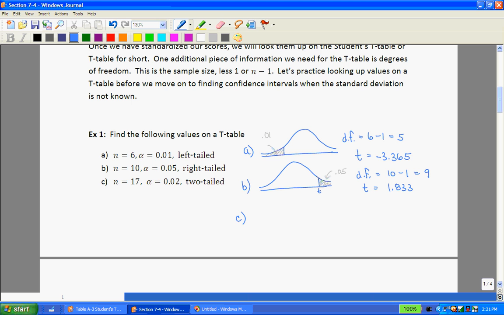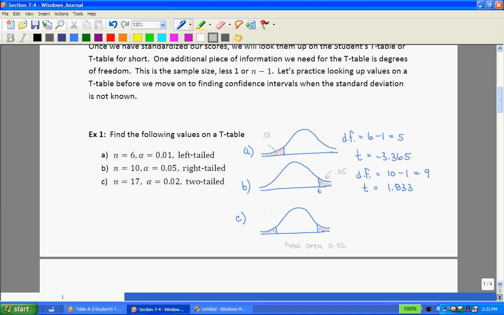Finally, we have C. n is equal to 17. Alpha is 0.02, and we are two-tailed. So this one's going to be a little bit different. What we're saying here is that we have two tails, and that the total area for these two is 0.02. So what would that mean for the tails separately? They would each be 0.01, and our table actually gives us both, and we end up with the same value.